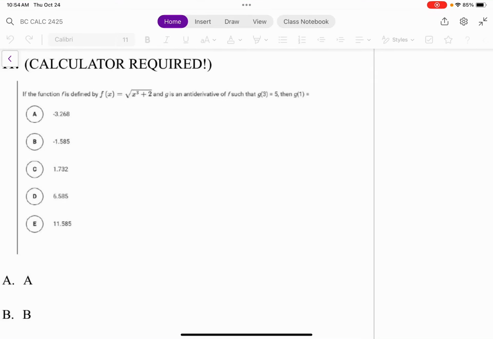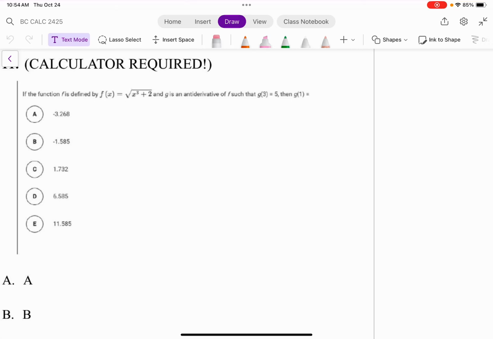All right, this question says if the function f is defined by f of x equals the square root of x squared plus 2, g is an antiderivative of f such that g of 3 equals 5. We have to find g of 1. All right, the key phrase is that g is an antiderivative of f. So by the fundamental theorem, we can say a couple things.